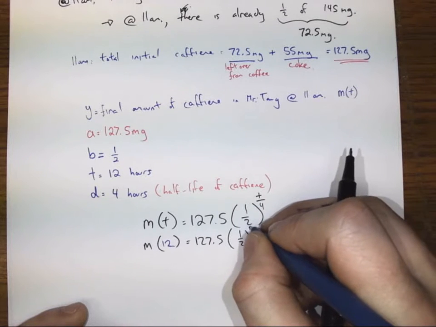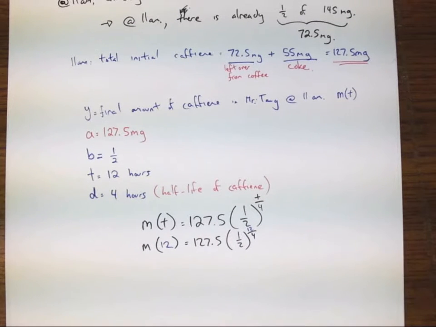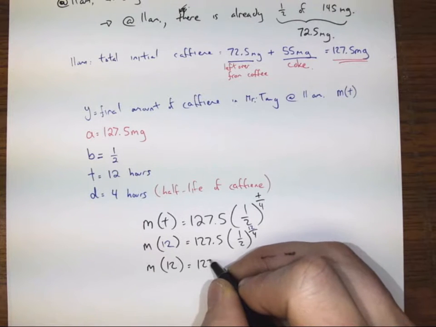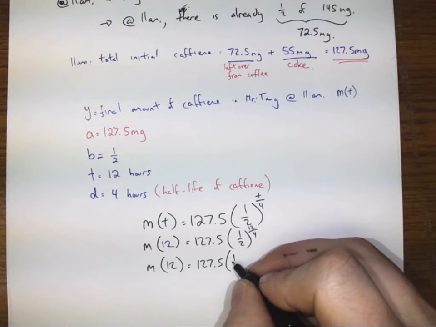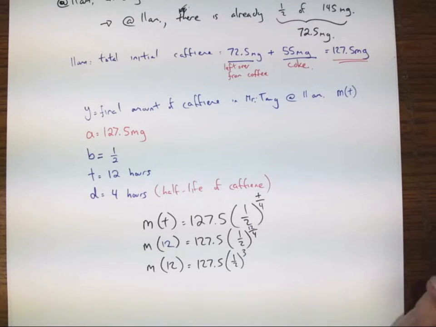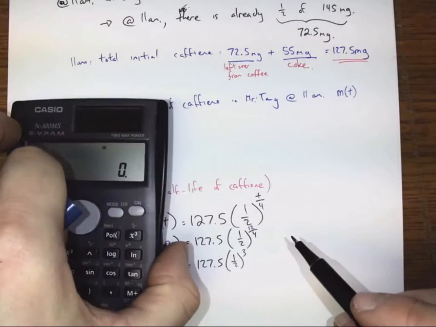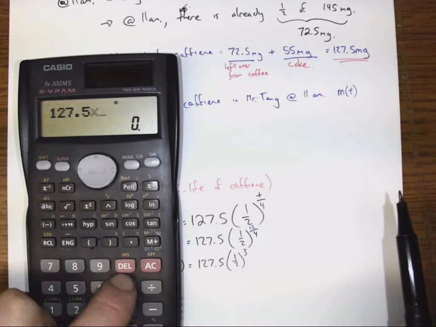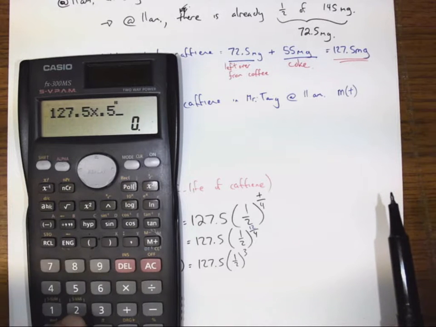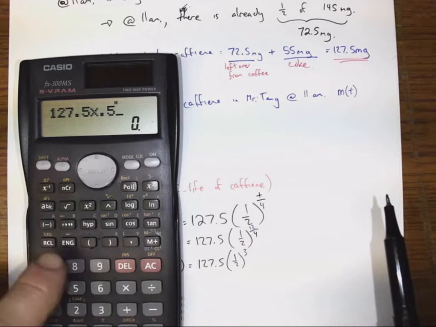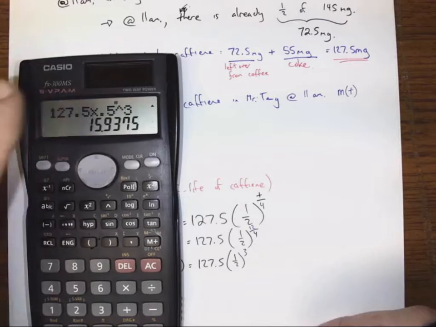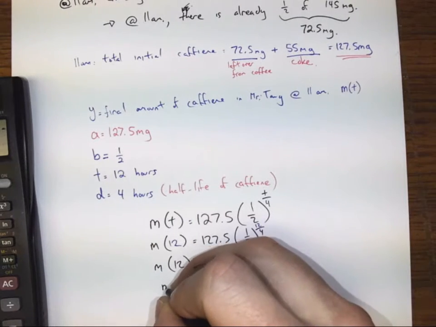And that's really 3, right? So m of 12 is equal to 127.5 milligrams times a half to the power of 3. And a half to the power of 3 is an eighth, so it's really an eighth of 127.5, but I don't need to even do that much thinking. I'll write it in as 0.5 to the power of 3. That's 15.9 milligrams. So the mass after 12 hours is 15.9 milligrams of caffeine.